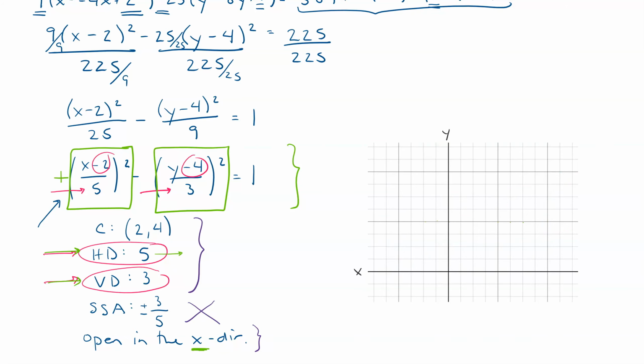The teachers and publishers that use that version start with the center, over 2, up 4, put a point there, label it, and then from the center, they take the horizontal displacement, in this case it's 5, and they go over 5. 1, 2, 3, 4, 5. 1, 2, 3, 4, 5. And then they take the vertical displacement and they go up 3. 1, 2, 3, and they go down 3. 1, 2, 3, and they put points there.